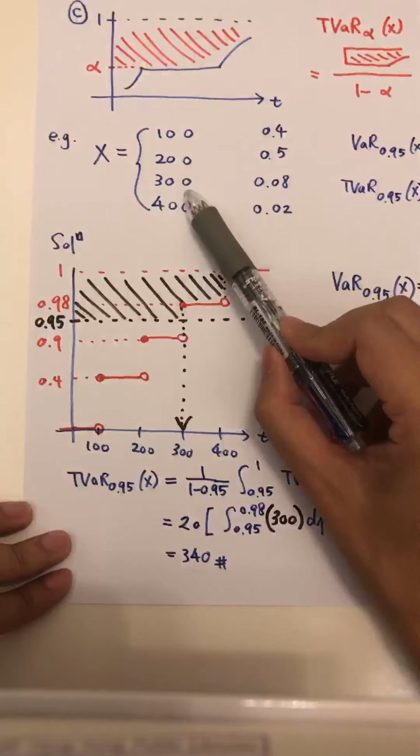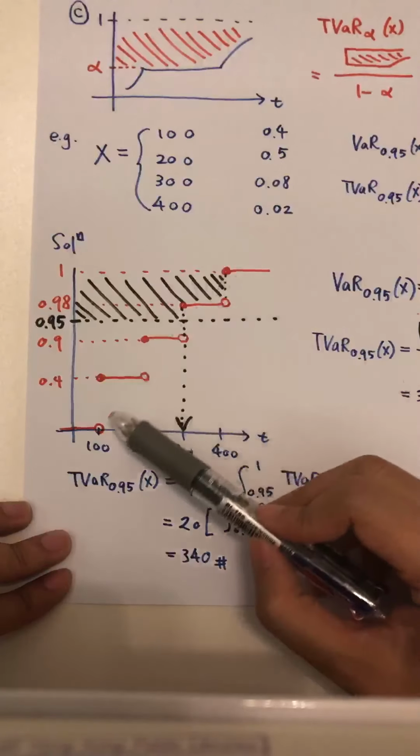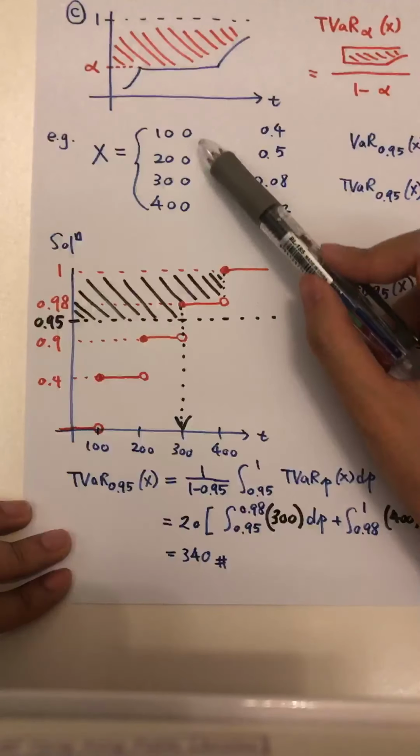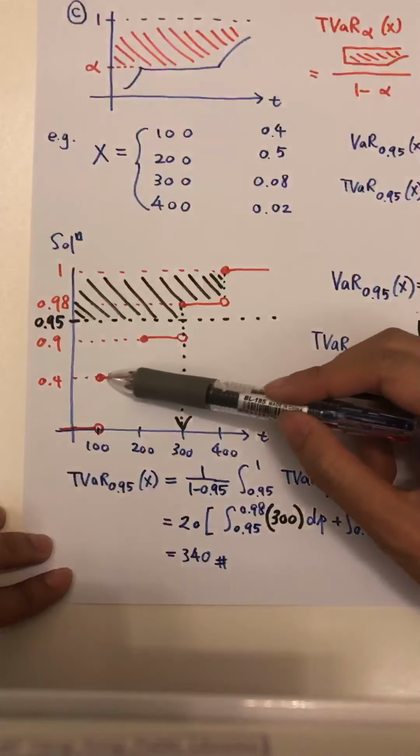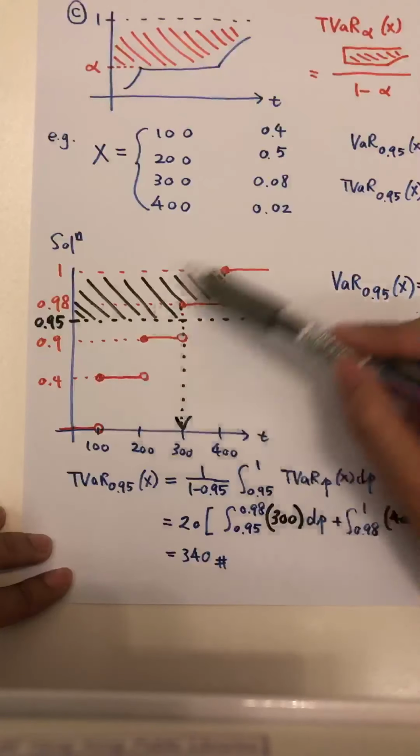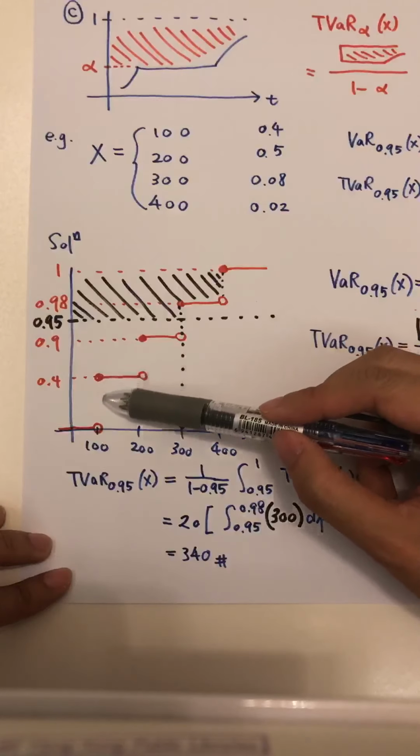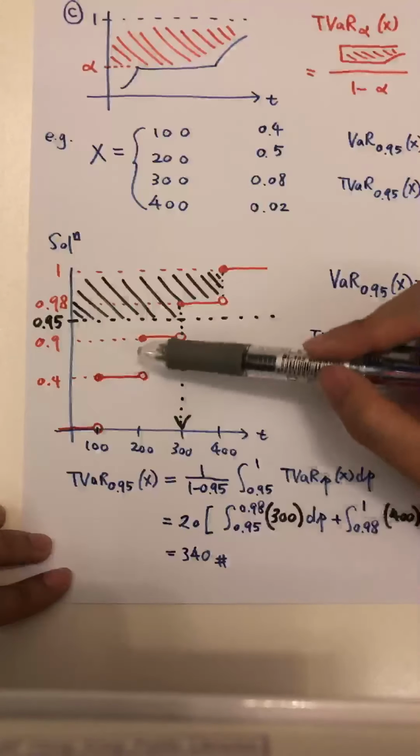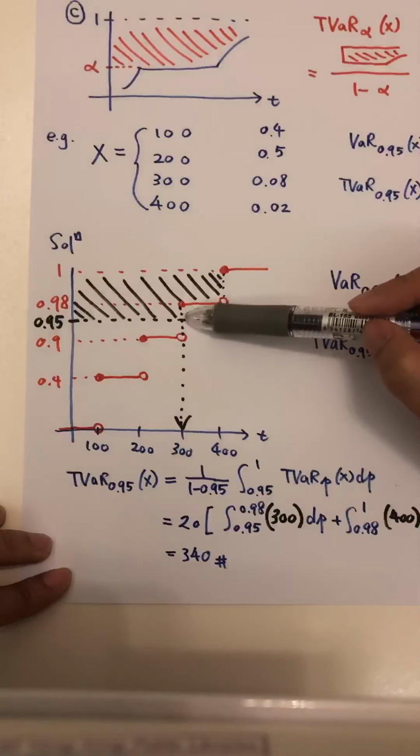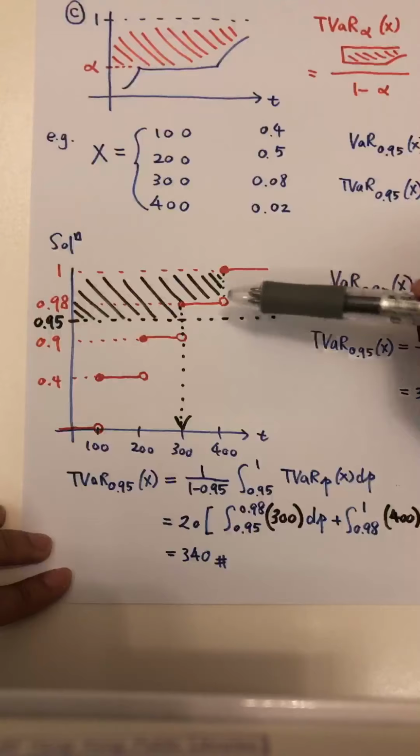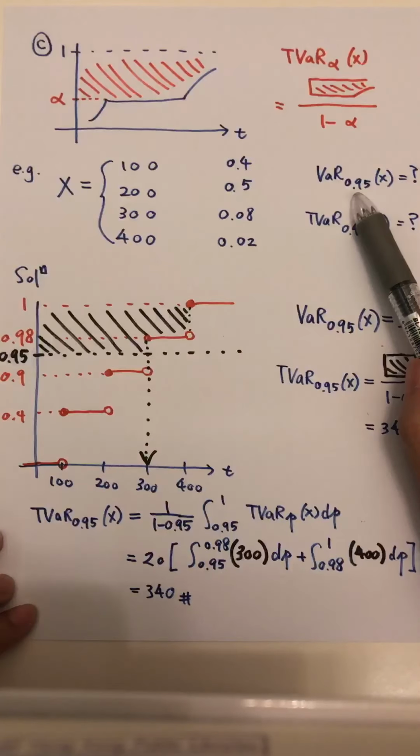Because x is discrete, the CDF is piecewise constant. It jumps at these 4 points, 100, 200, 300, and 400, and the size of the jump corresponds to the probability. Here the size of the jump is 0.4, here it is 0.5, then here is 0.08, and here is 0.02. So first find the value at risk, VaR, at 0.95.